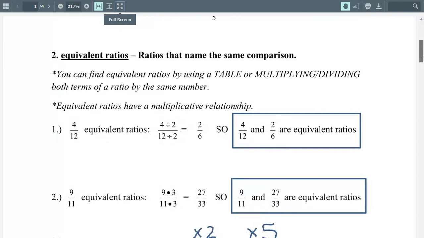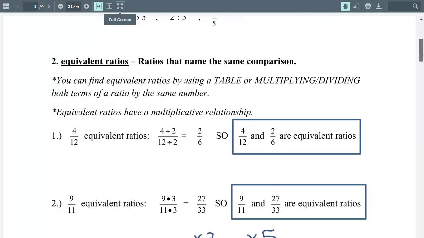Equivalent ratios are ratios that name the same comparison. You can find equivalent ratios by using a table or by multiplying or dividing both terms of a ratio by the same number. Equivalent ratios have a multiplicative relationship. That means you're multiplying or dividing.